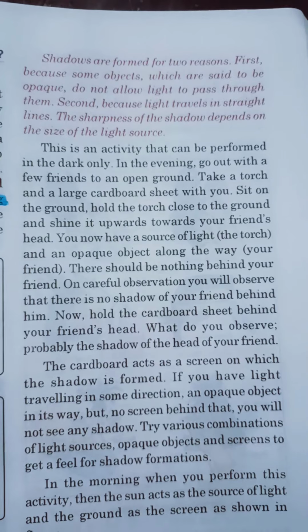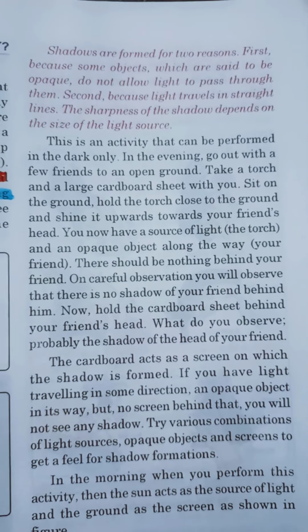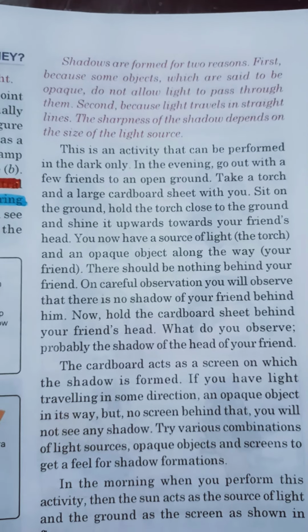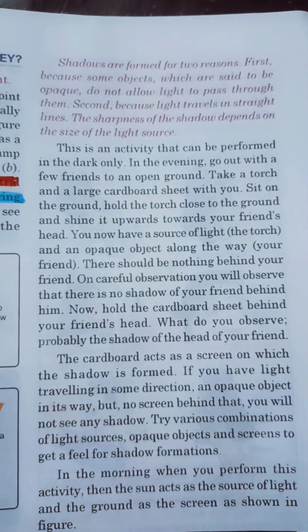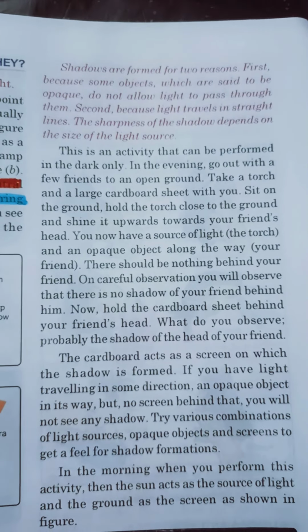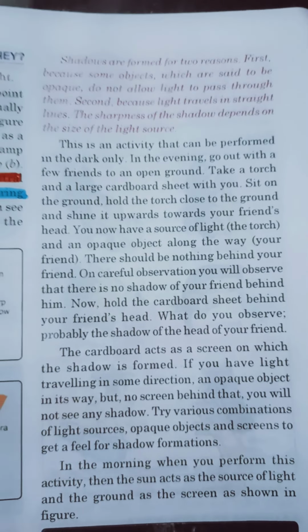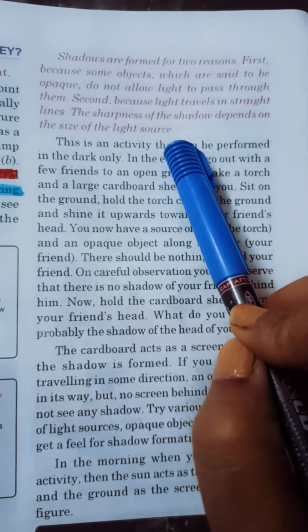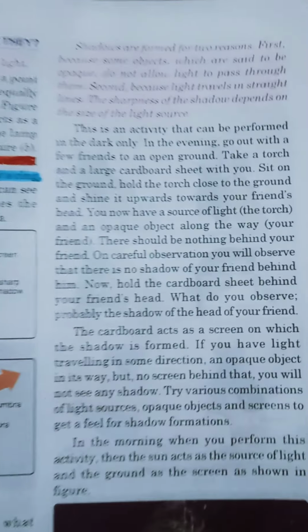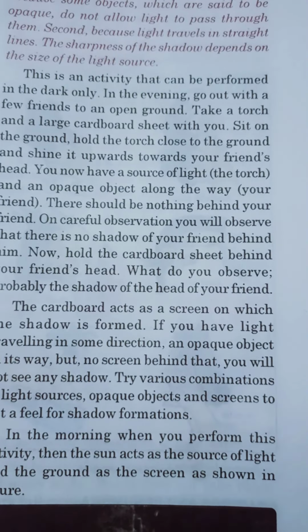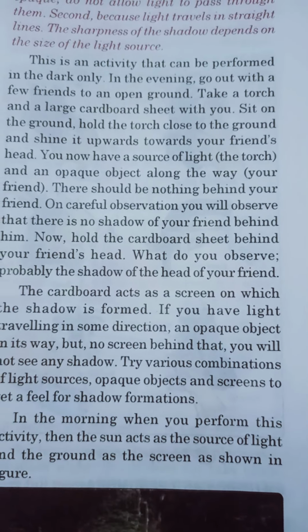First of all, the opaque object does not allow the light to pass through it, and second, light travels in a straight line, okay, and the sharpness of the shadows depends on the size of the light source. This is what we have seen over here also. Now, this is an activity that can be performed in the dark only.